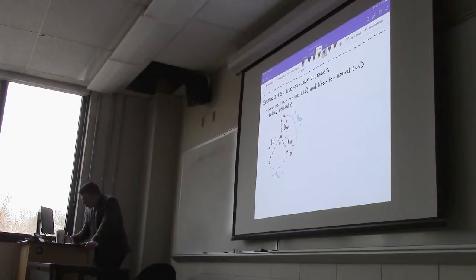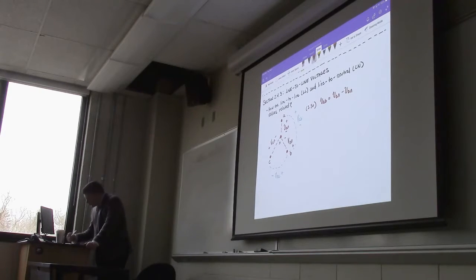Okay, so equation 2.30 from the book lays out the most basic description, which, as you would expect, VAB is equal to VAN minus VBN, right?